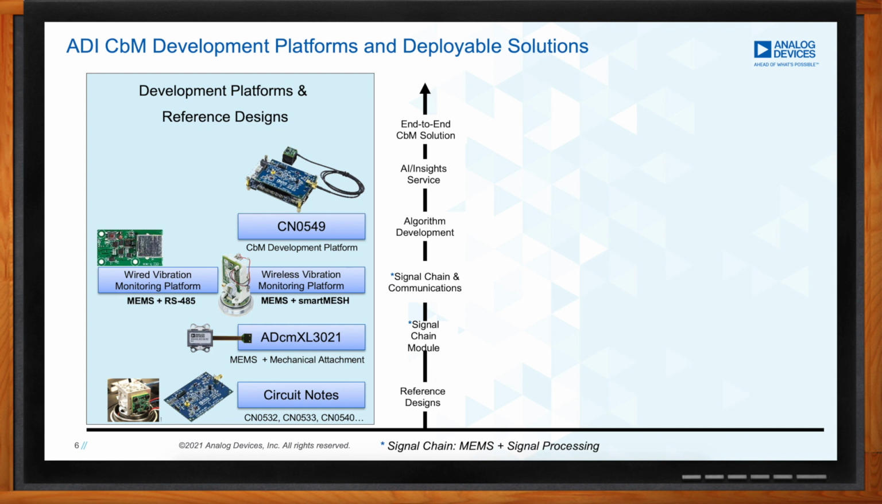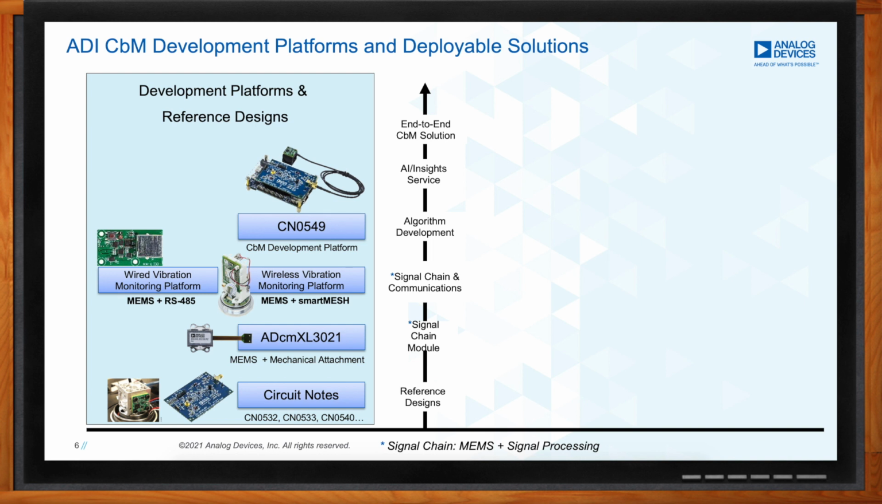CN0540 is a circuit node that showcases Analog Devices' high fidelity data acquisition solutions. In this case, it's an IEPE interface, and it's got a 24-bit data acquisition solution. So these are our reference designs. And then as we step up on the left-hand side, we're adding more capabilities. As we step up to the signal chain module, this is where ADI is solving more than just the sensing and signal chain challenge. We're also solving the mechanical.